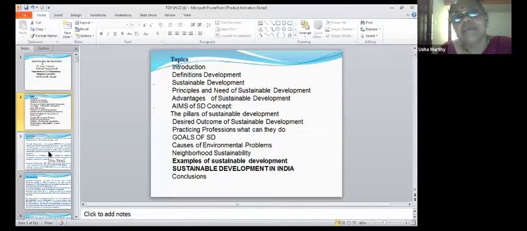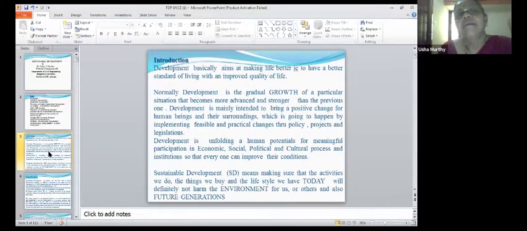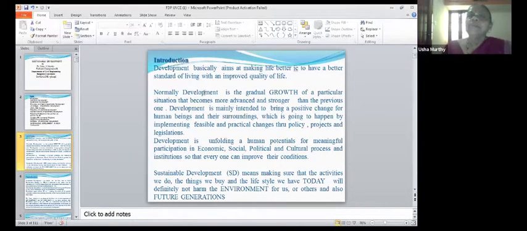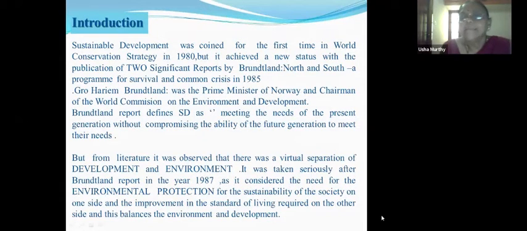So let us start with the basic definitions. Sustainable development. So let us define what is development. So basically development aims at making life better, that is to have a better standard of living. That is what it means.